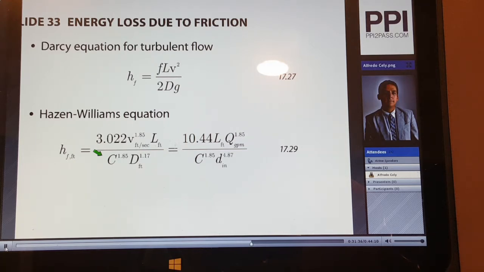Appendix 17A of SERM shows different roughness coefficients for different pipe materials. Appendix 17A of SERM shows different Hazen-Williams coefficients for different pipe materials. So that's an appendix you're going to want to tab for use in the PE exam and also for when you practice for the exam.